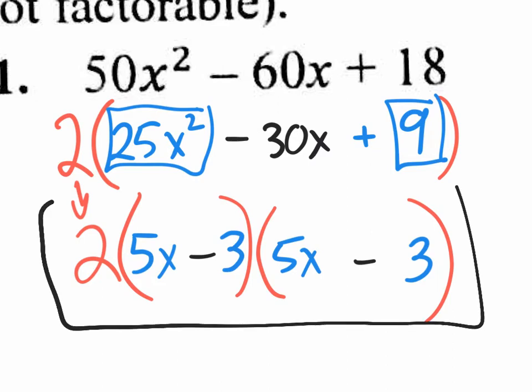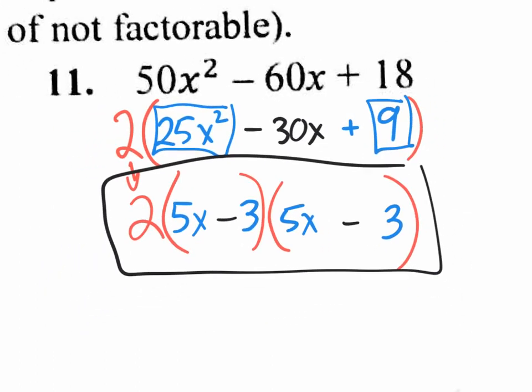This is the answer. Or you could also write it as a binomial squared. You could have written it like this on your answer sheet. 5x minus 3 squared.